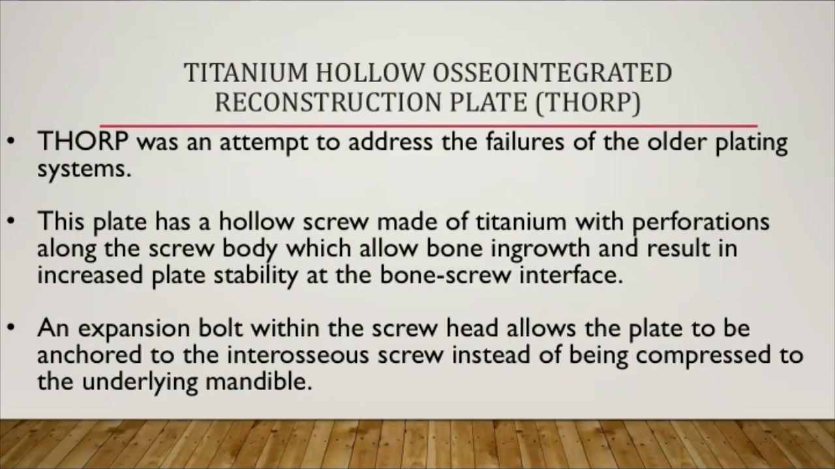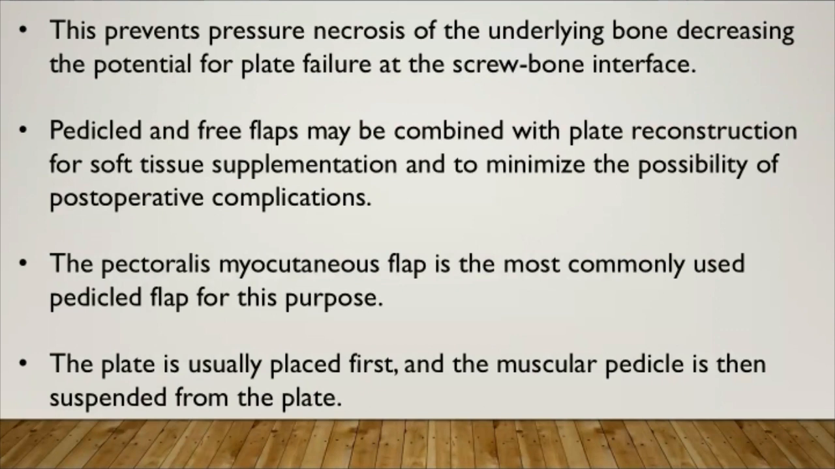The use of the titanium hollow osseointegrated reconstruction plate was an attempt to address the failure of the other plating systems. This plate has a hollow screw made of titanium with perforations along the screw's body, which allow bone ingrowth and result in increased plate stability at the bone and screw interface. So it allows the bones to grow within. Expansion bolts within the screw head allow the plate to be anchored to the screws. This prevents pressure necrosis of the underlying bone, decreasing the potential for plate failure at the screw bone interface.